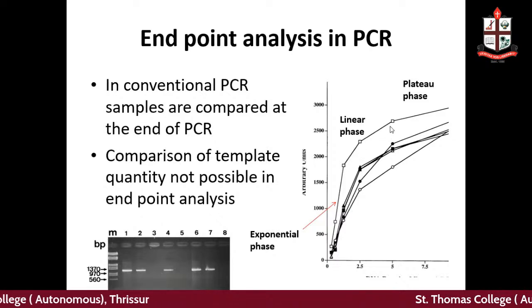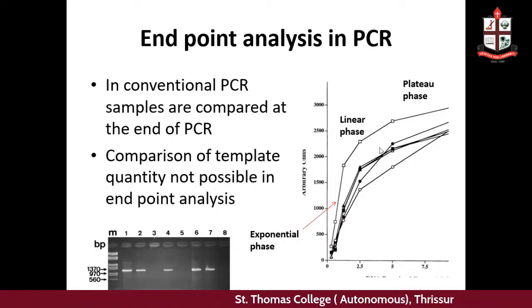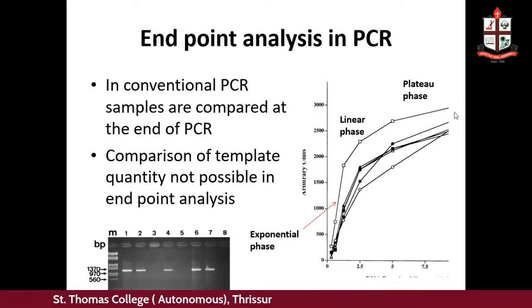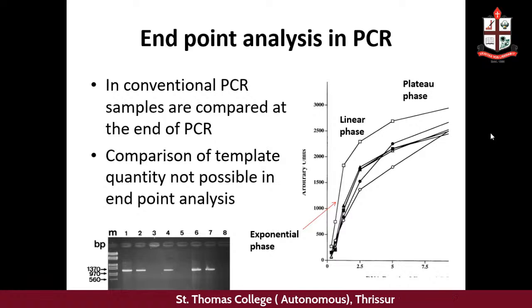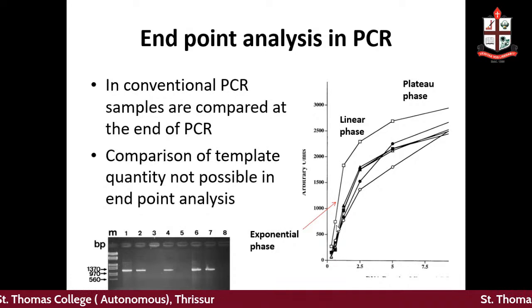If we keep the PCR going for further cycles, the PCR will approach a plateau phase. Further, the PCR product itself will start degrading. After 40 cycles, the PCR product itself starts degrading. So that's how PCR proceeds. This is how the amplification happens.